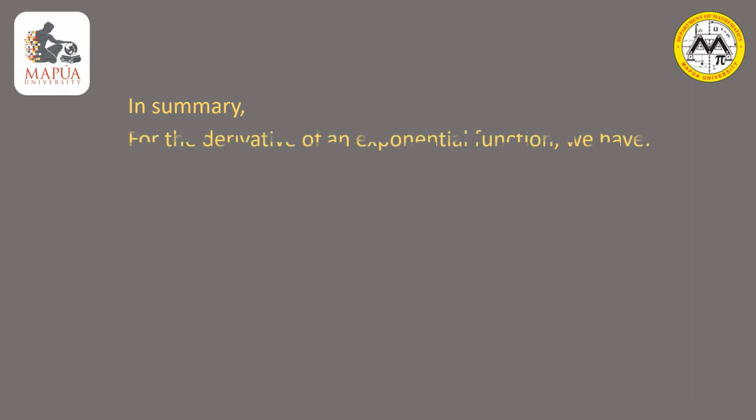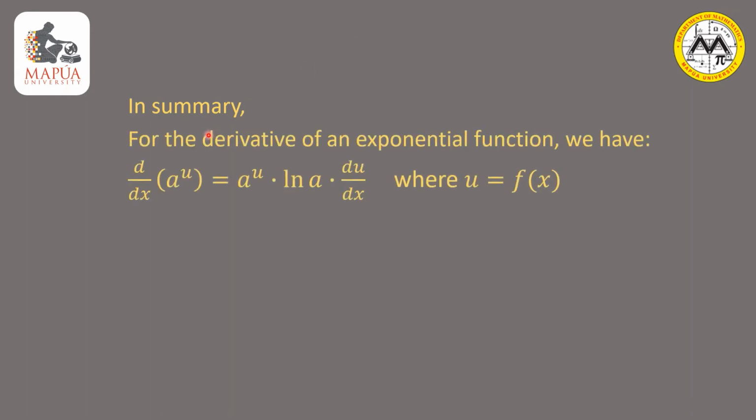Summarizing now the rules on how to differentiate exponential functions, we have the derivative with respect to x of a to the u is given by a to the u times ln of a times du dx, where u is a function of x. And if we are differentiating an e to the u function with respect to x, its derivative would just be given by e to the u times du dx. Again, u is a function of x.